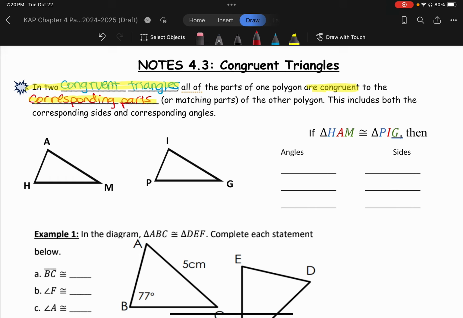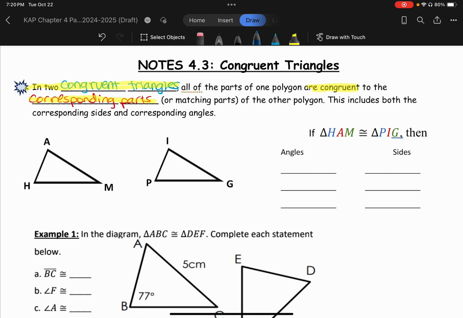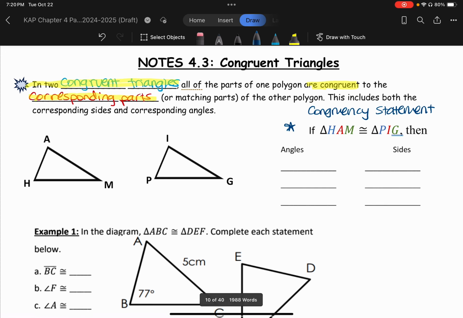And what I try to do is color code this for you so that you can see how that works visually, okay? So if I look at the following, this is called a congruency statement. This is a term that is going to be used often throughout this chapter. So if they ask you for a congruency statement, you're writing a statement that says that two objects are congruent, right? Hence congruency statement. So if I'm looking at triangle HAM is congruent to triangle PIG, then we're looking at the corresponding parts that are congruent.